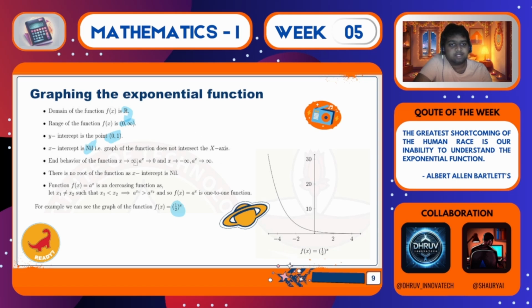The x-axis is never intercepted. Then as x tends to infinity, a to the power x tends to 0. The reason is because this is a decreasing function. Any base raised to x as exponent will be a decreasing function if its base is between 0 and 1. And as you can see here, when x goes to minus infinity, the a to the power x term goes to infinity. No roots as usual.